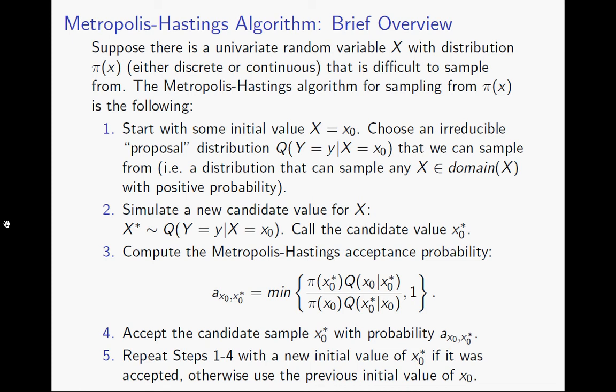Once you choose that proposal distribution, simulate a new value of x, call the candidate value x naught star, and then compute this acceptance probability, which is defined right here. Now you can accept the candidate sample x naught star with the probability you calculated above. Now repeat these steps over and over again with a new initial value of x naught star if you accepted the sample. Otherwise, use that previous initial value of x naught. You'll keep doing this until you generate enough accepted samples of x such that you're happy or you're done with the procedure.